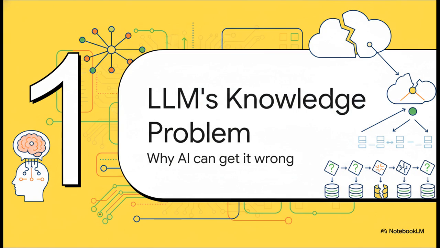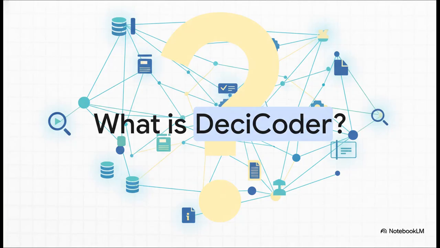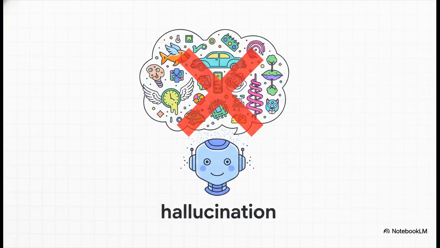All right, first things first. We need to talk about a pretty major flaw, a limitation that even the most powerful large language models have. So, picture this. You ask a standard LLM a question. Maybe it's about something super specific, something that just happened, or even something from your company's private files. Like, what is Decicoder?